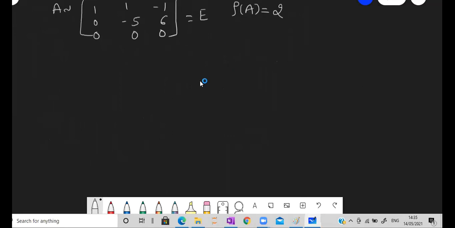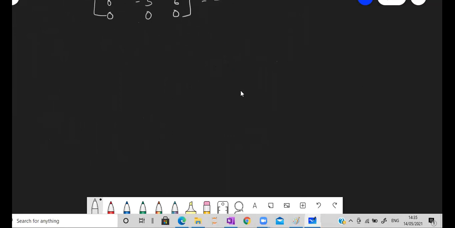Let me take another example. Just write down. Find the rank of the matrix. 0, 2, 3, 4. 2, 3, 5, 4. 4, 8, 13 and 12.